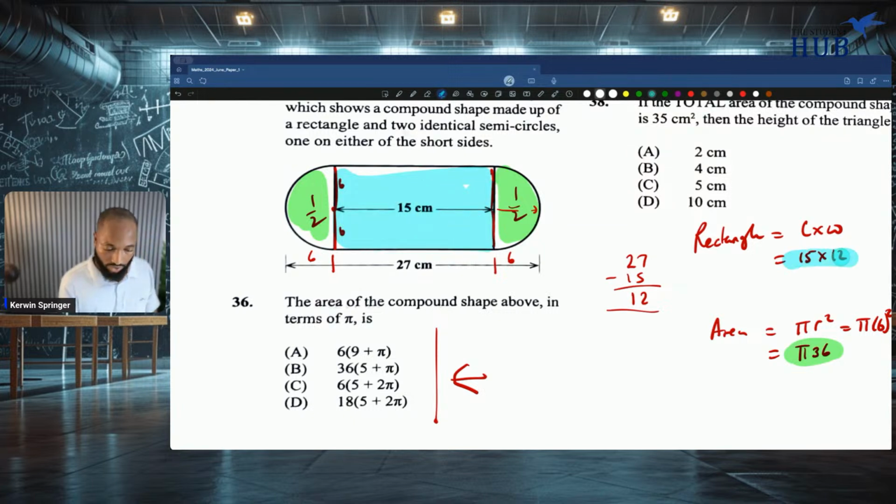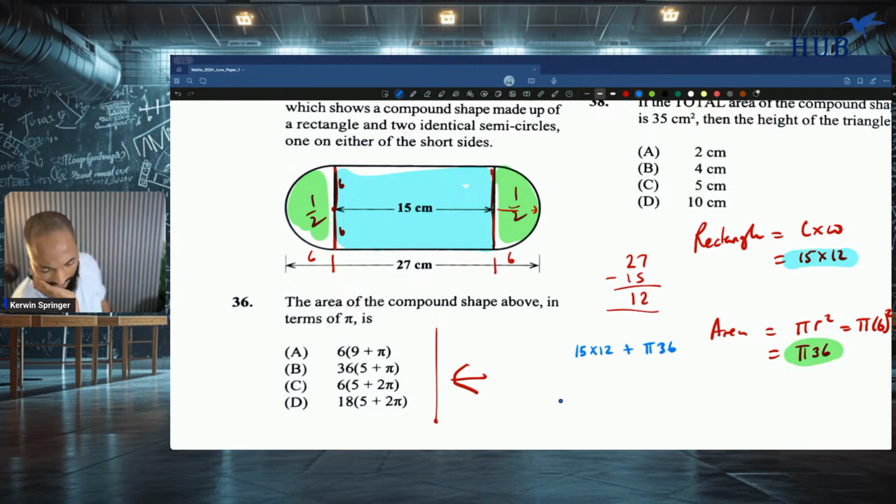Chat, we good? So we want the total area, and look how weird they have it here. It looks like they want to factorize out something. So they have like 15 times 12 plus pi times 36. If we factorize 12 out of both of them, it's going to be, is it 15 times 12?